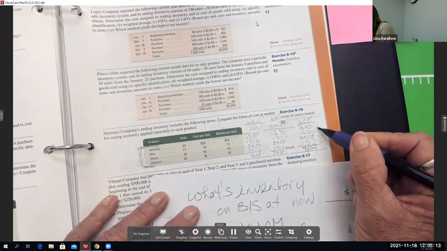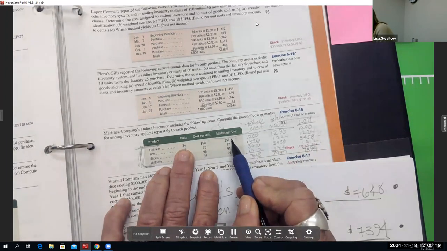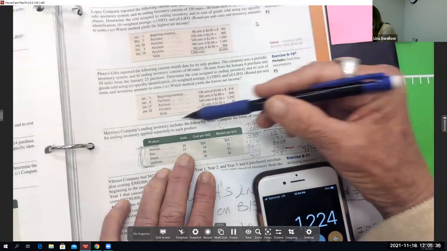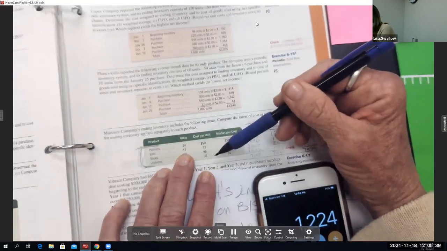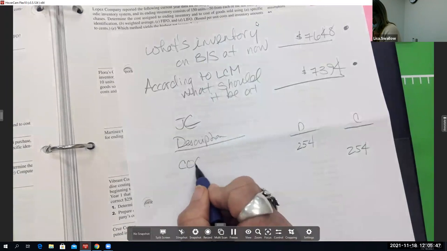Dylan, you're frowning. I don't know how you got that. Did you take 24 times 54? Yeah. Did you take 17 times 72? Oh, that's not it. That's actually easy to do in this table. After you do the cost, cross that column out so you know that. Okay, so what's my debit to, anybody? And what's my credit to?